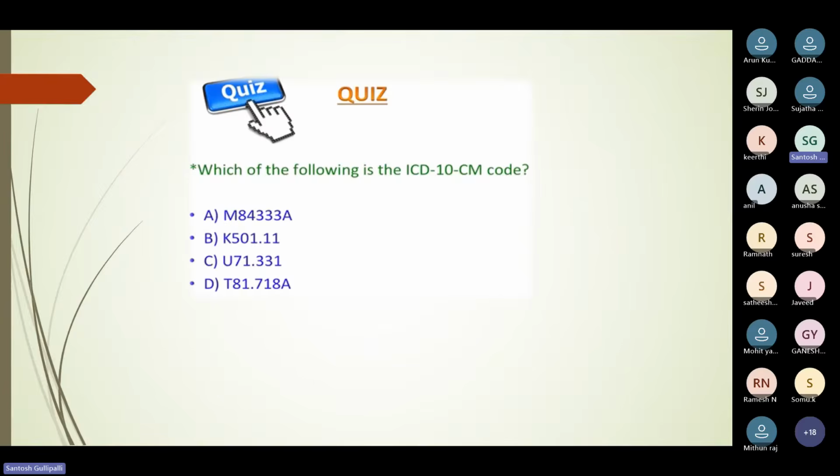Answer D is correct because in answer D the first character is an alpha letter, that is T. The second character is numeric, that is 8. The third to seventh characters are alpha with numeric. And after 3 characters the decimal point is added in option D. So answer D is correct.